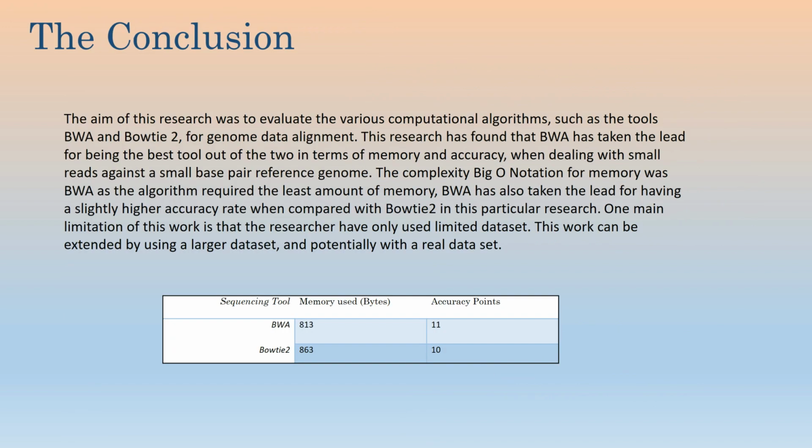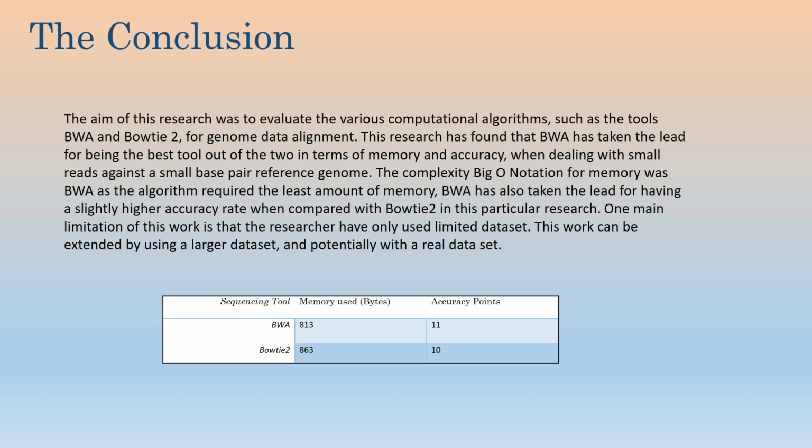In conclusion, the aim of the research was to evaluate the various computational algorithms, such as the tools BWA and Bowtie 2, for genome data alignment. This research has found that BWA has taken the lead for being the best tool out of the two in terms of memory and accuracy. When dealing with small reads against a small base pair reference genome, the complexity big O notation for memory was BWA, as the algorithm required the least amount of memory.